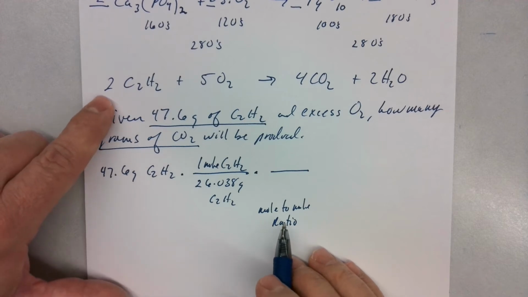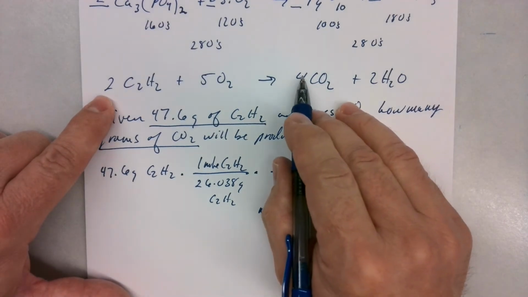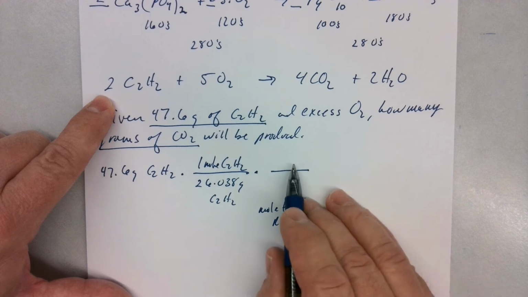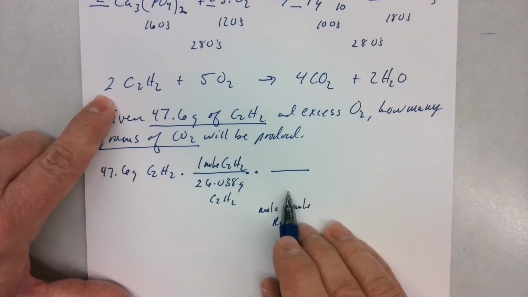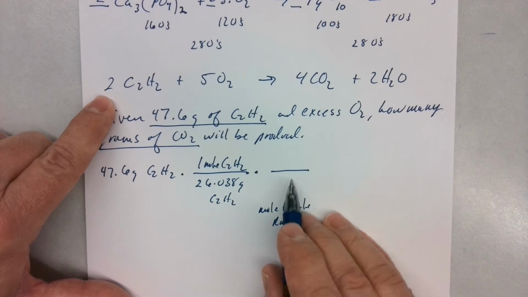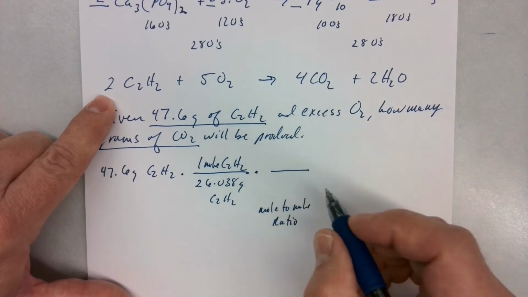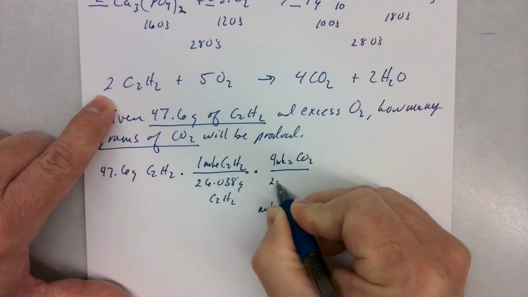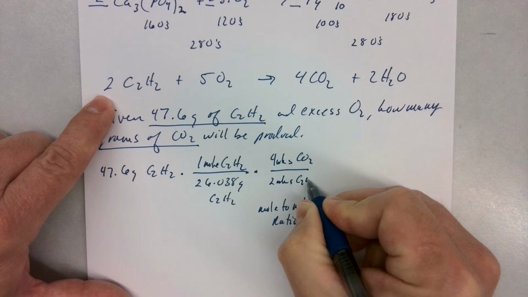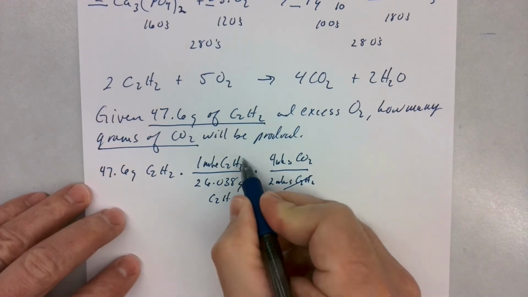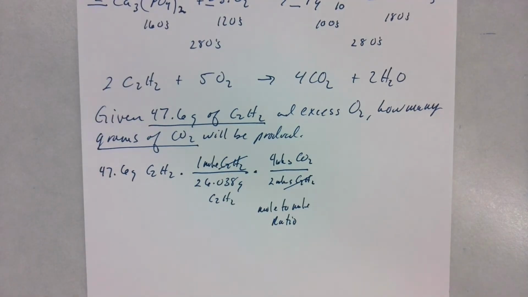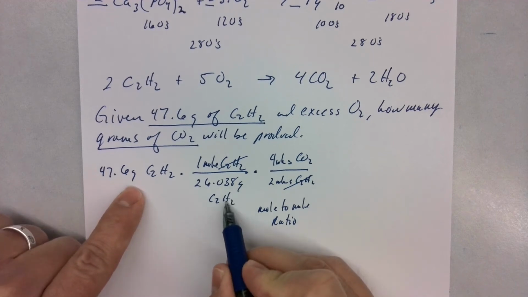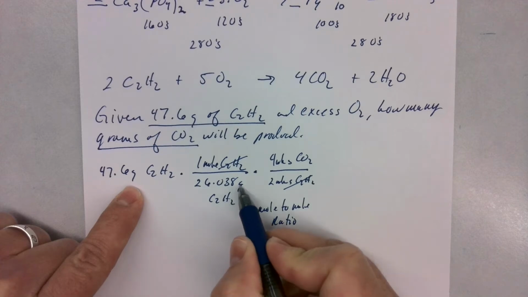Maybe. So I want to go to CO2, right? So if I put CO2 in my denominator, what happens to things in my denominator? Don't they usually get reduced out? So my CO2 needs to go in my numerator. So I'm going to go 4 moles of CO2 for every 2 moles of C2H2. And notice my moles of C2H2 are going to reduce out, right? What's going to happen to my grams of C2H2? They're going to reduce out.